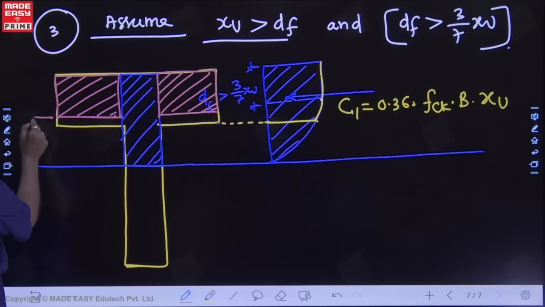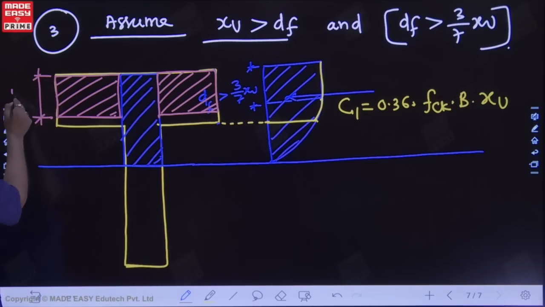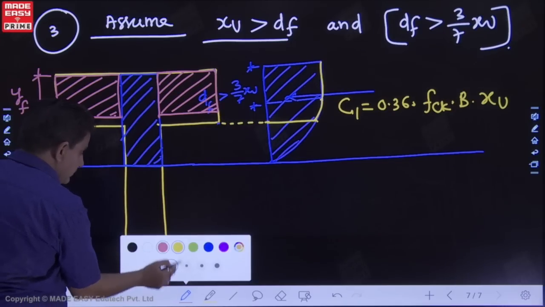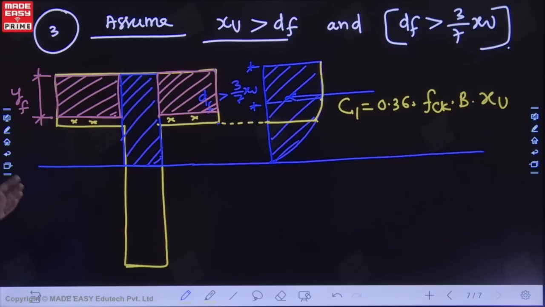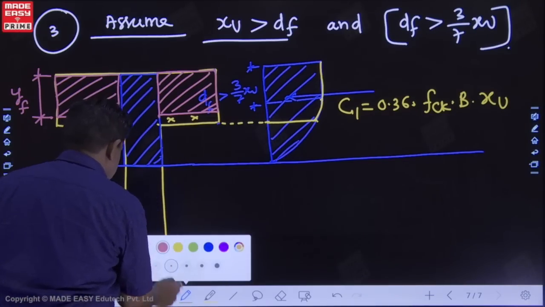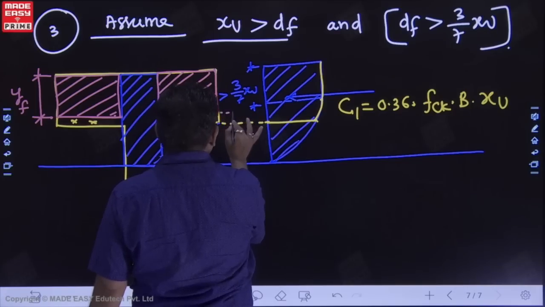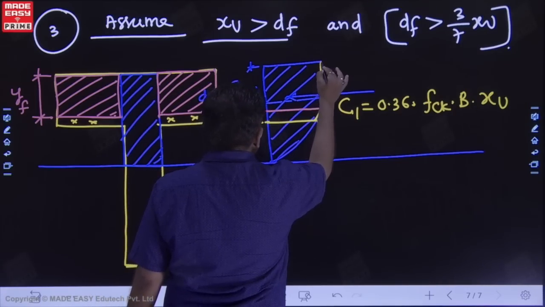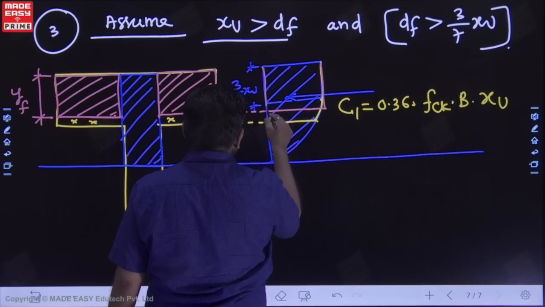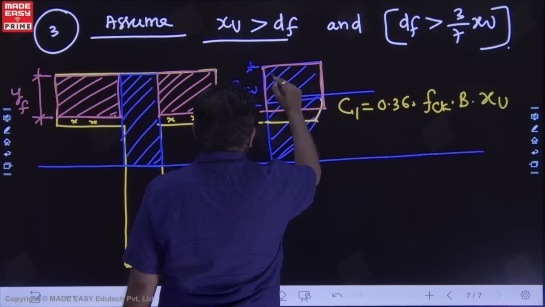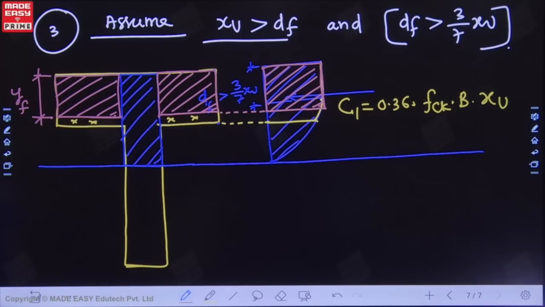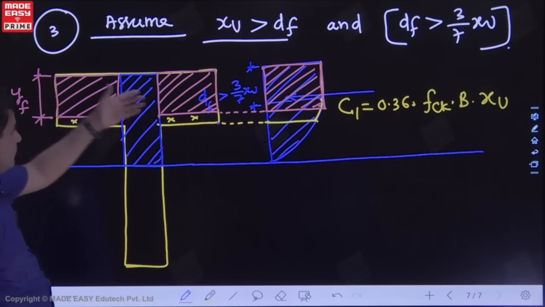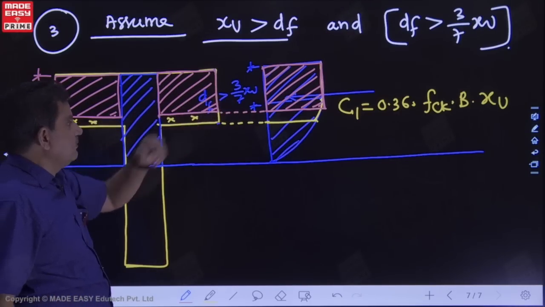So what depth will we consider? We will consider a YF depth. For what purpose? Why have you left these two portions? We are not considering them. This area has been reduced just so that for this portion we can keep our stress diagram uniform. This will be our stress diagram for the flange portion. The blue one is for the web portion and the pink one is for the flange portion.